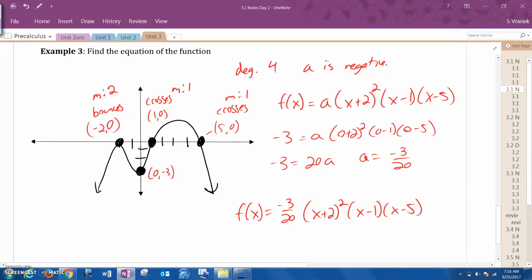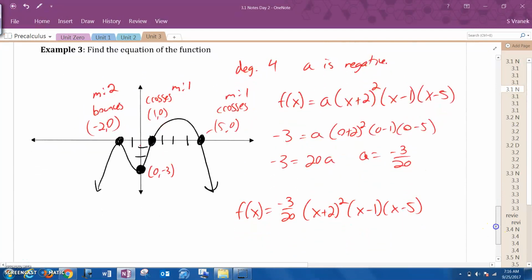Okay, so again, hopefully you guys go back through this and see which piece goes with what when it bounces versus crosses, and then the end behavior. Since this is a degree of 4 and negative, it's pointing down in both directions.